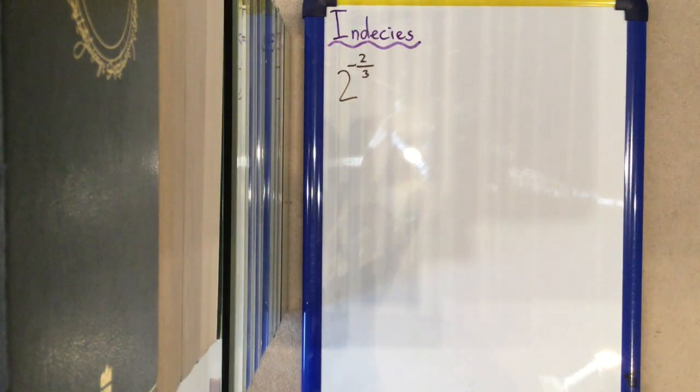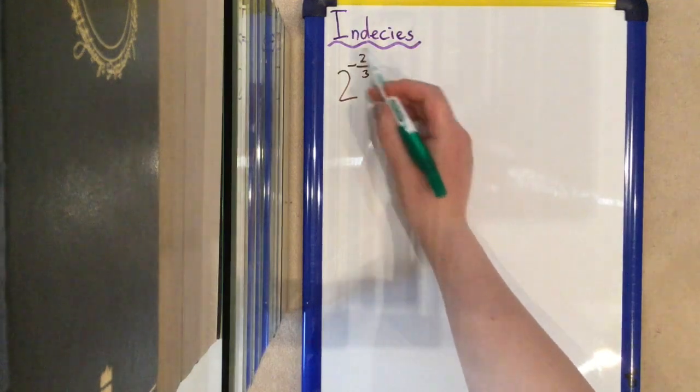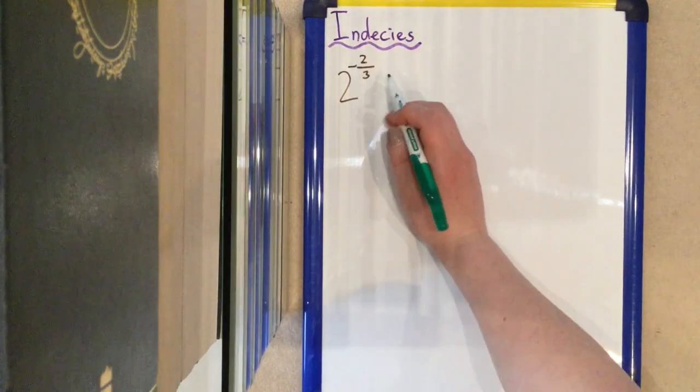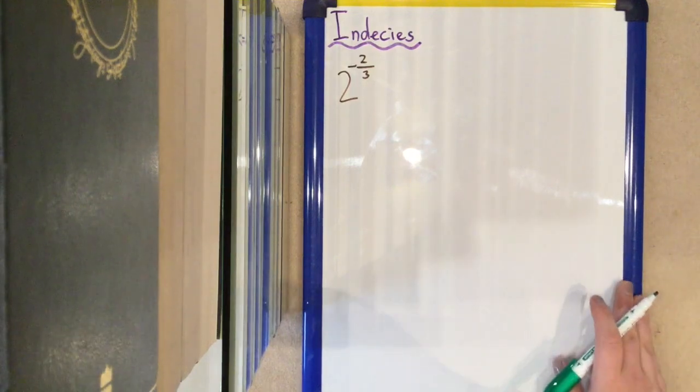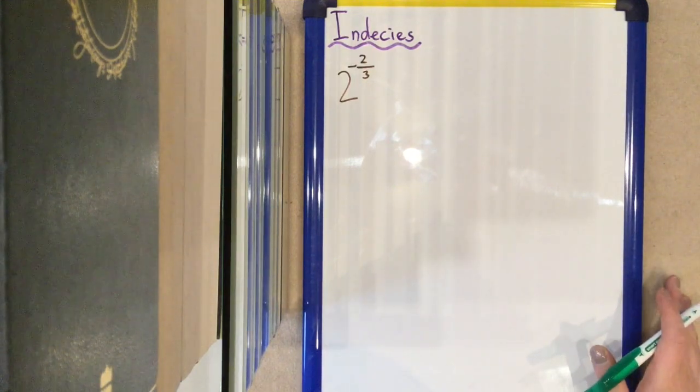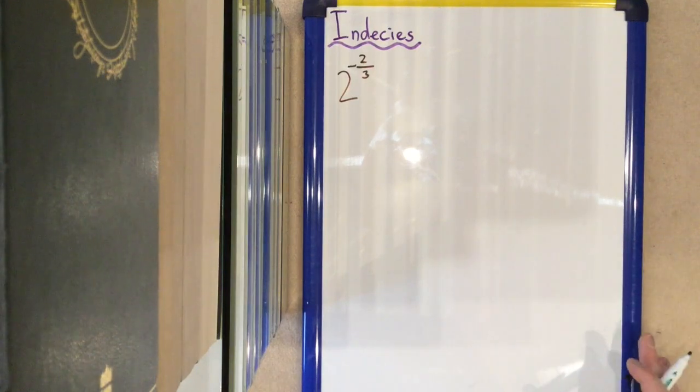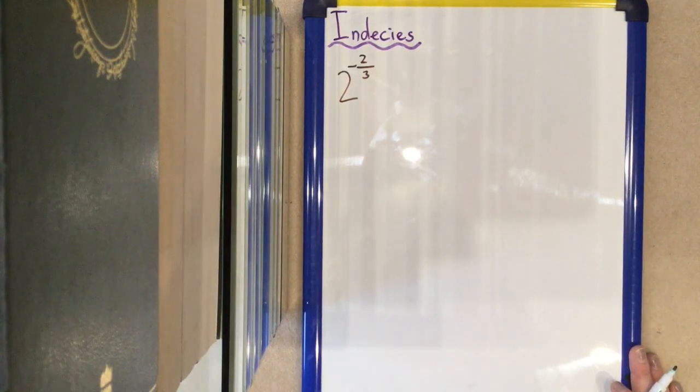Now the final thing we're going to do today is to look at a worked example. As you can see, I want you to simplify 2 to the power of minus 2 over 3. If you want to pause the video here and have a go yourself, go ahead. For those of you who have a solution, I'm going to work through it now, so check your answer.